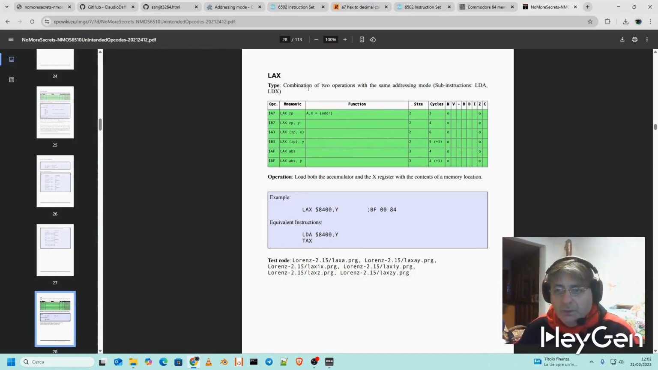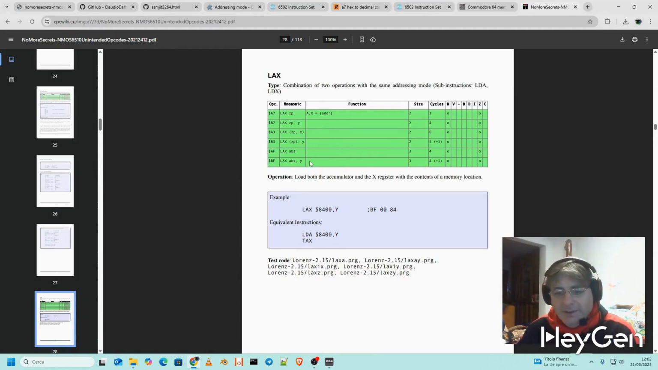So it is the combination of two instructions where the A register is loaded and transferred to the X register. As you can see, the mnemonic codes are A7, B7, A3, B3, AF, BF. As I was saying, regarding the construction of the opcodes, not all of them are documented here. Here we have three cycles, so we still have a saving, and only these possible addressing types are available. Clearly, not all addressing methods are available.